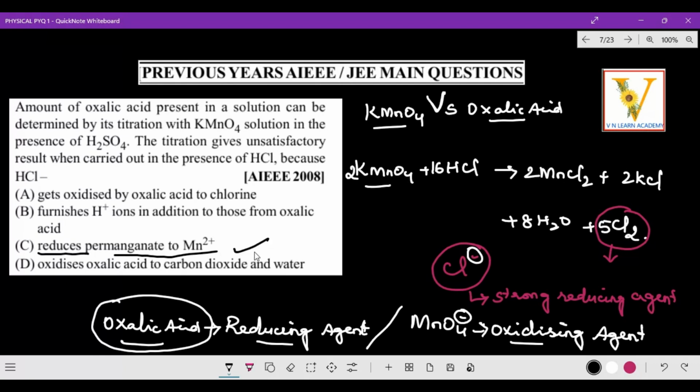And even unsatisfactory result, that is also fine. Suppose they bring the third one: SO4 2 minus ion does not act as a reducing agent, whereas Cl minus ion is a strong reducing agent. That is also an option you can bring. I hope you got the clarity about this question. Come on, let's go to the next question.